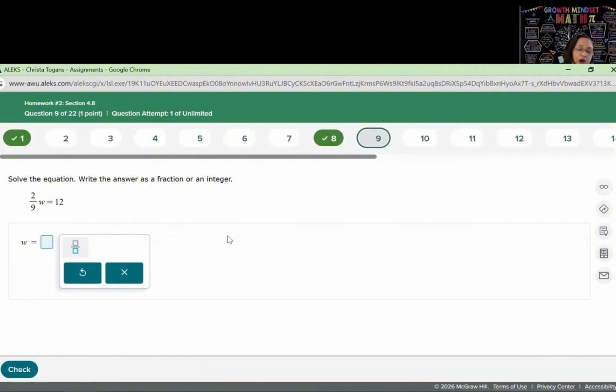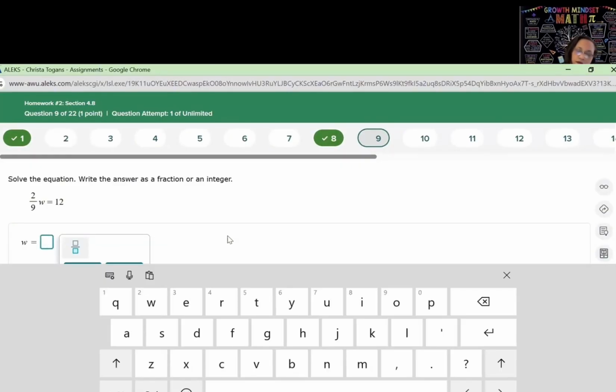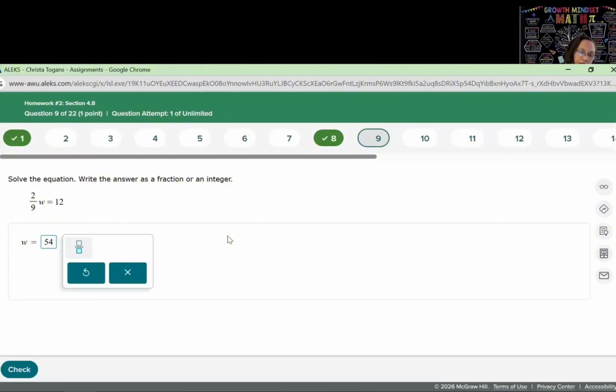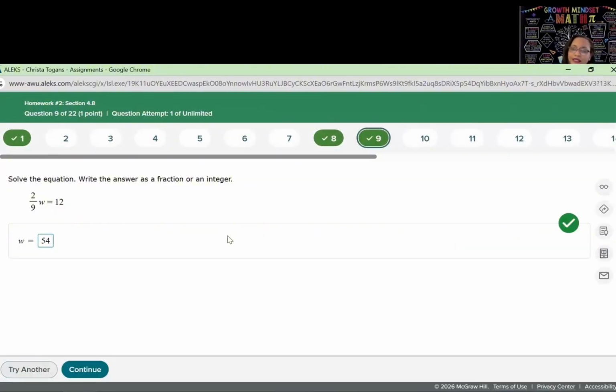So you're going to get 12 times 9 divided by 2. Or you could do 12 divided by 2, which is 6, and multiply it to 9, and you're going to get 54. And again, as we gradually go along, I skip steps so that you start to have some intuition with these kinds of problems.